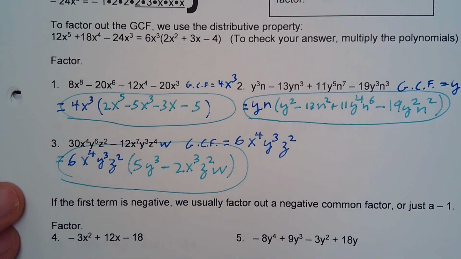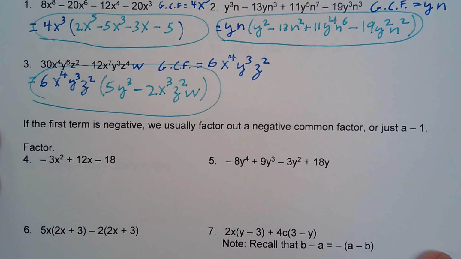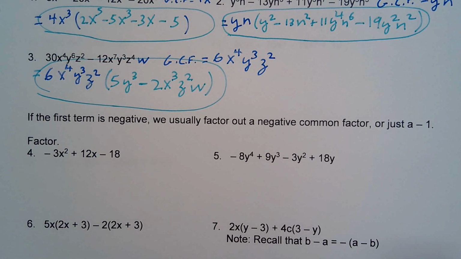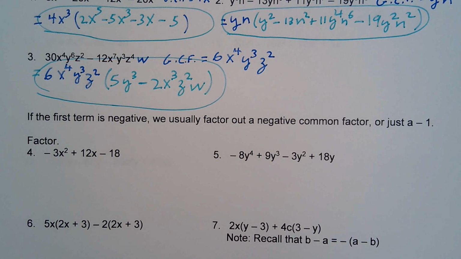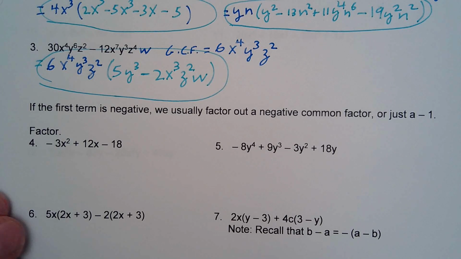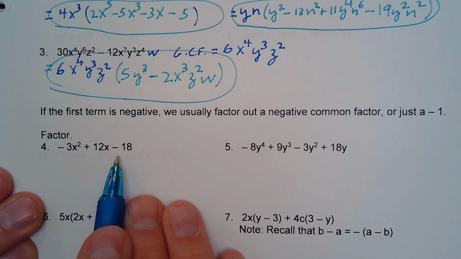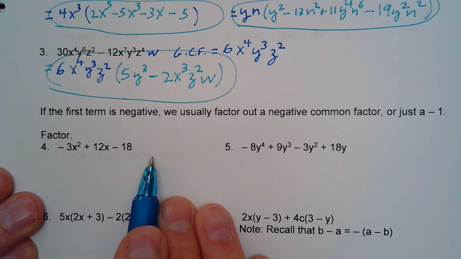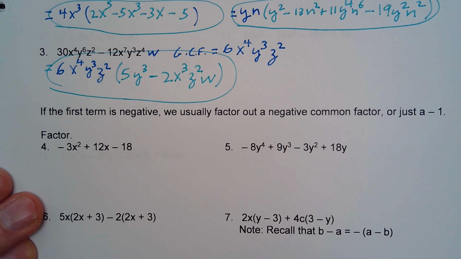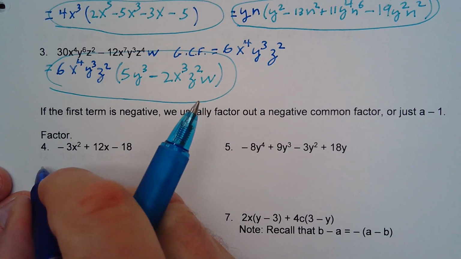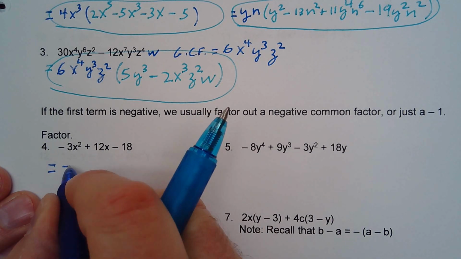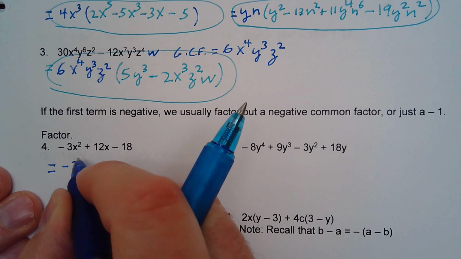Now when we're doing this greatest common factor, if the first term is negative, we usually factor out a negative common factor, or just a negative 1, depending on the problem. So for instance, I see that these have a common factor of 3, but I'm going to factor out a negative 3. So that's going to be my greatest common factor. And we're going to see why that's important later.